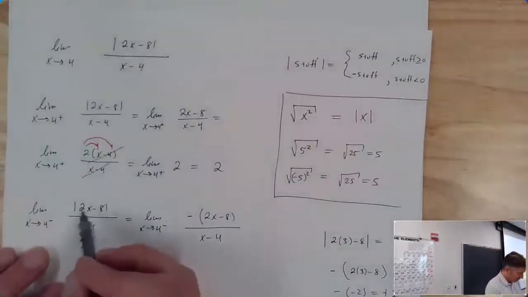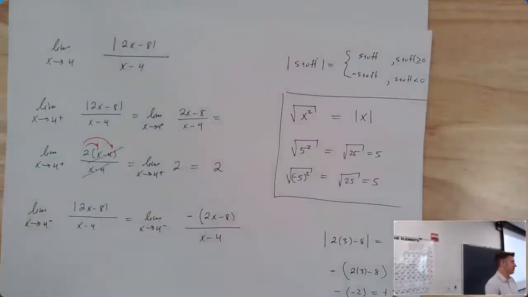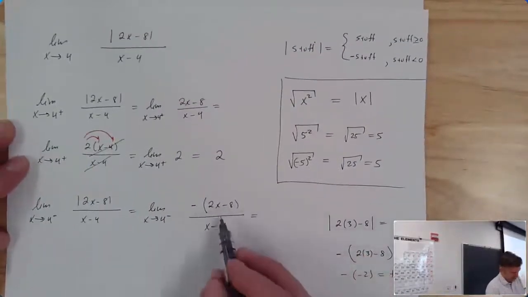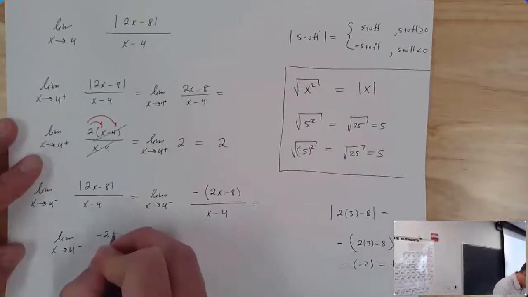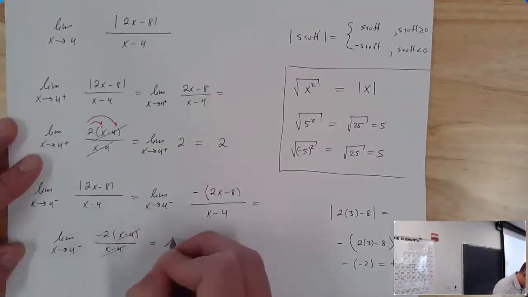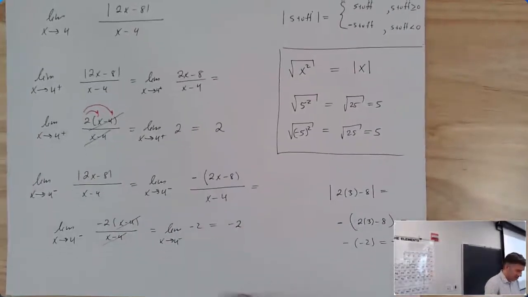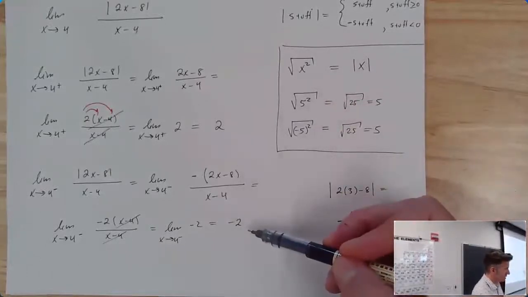So here, the absolute value of 2x minus 8 is -(2x minus 8) because the insides are negative. And then I would factor out a 2 still: the limit as x approaches 4 from the left of -2 times x minus 4 over x minus 4. The x minus 4's cancel, and you get the limit as x approaches 4 from the left of -2, which is -2. So, limit from the right is 2, from the left is -2, which means the overall limit.